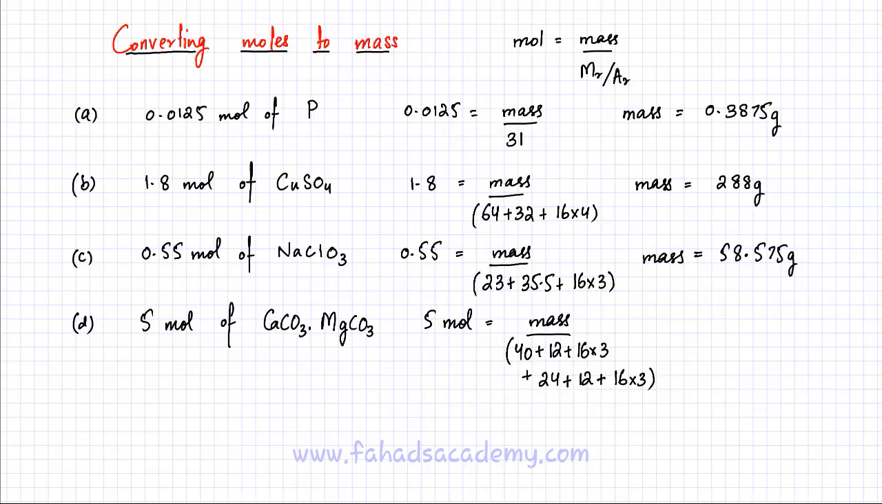So my MR in this case comes out to be 40 plus 12 plus 16 into 3, that's equal to 100. And then I have 24 plus 12 plus 48, that's 84. So I have 184. So it's going to be 184 multiplied by 5, which is 920. So my mass in this particular case comes out to be 920 grams.